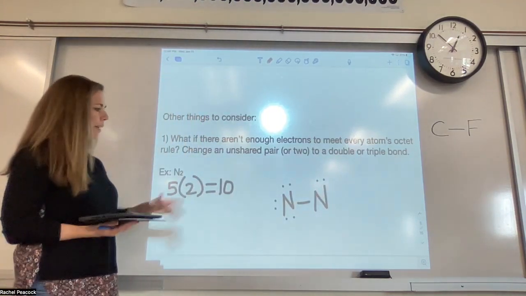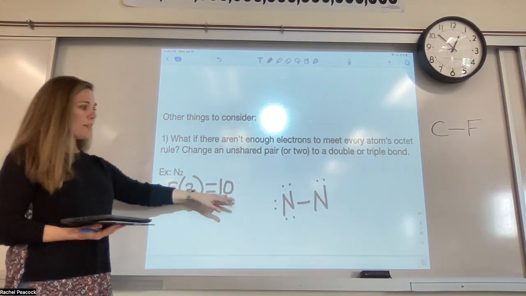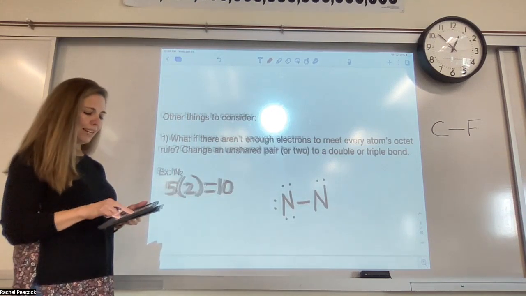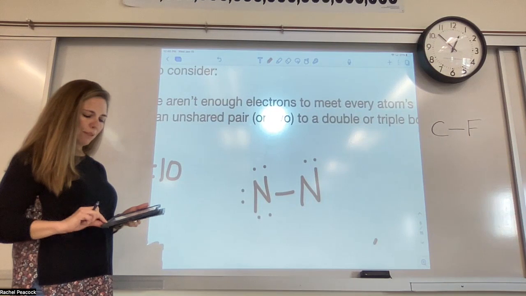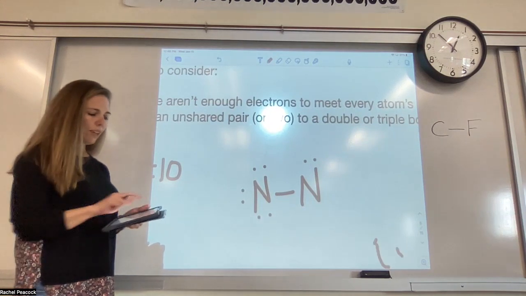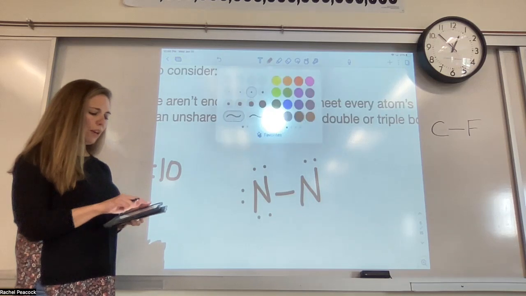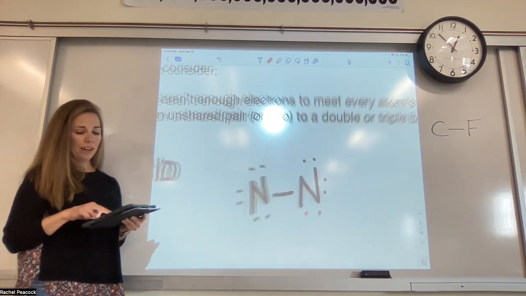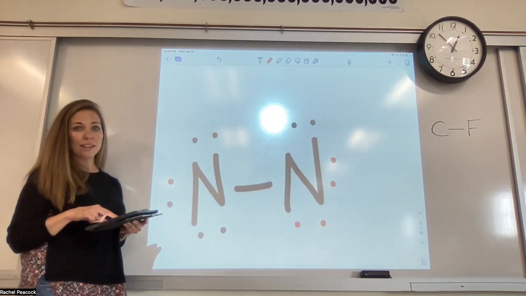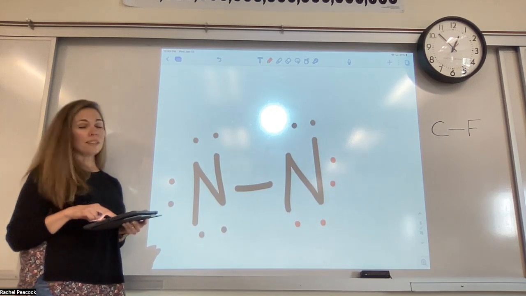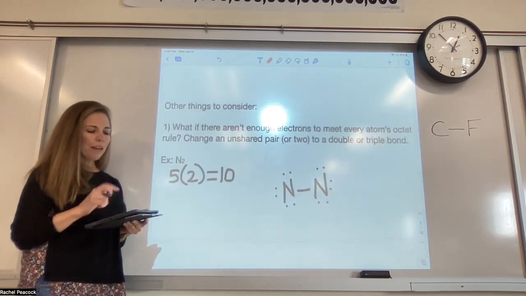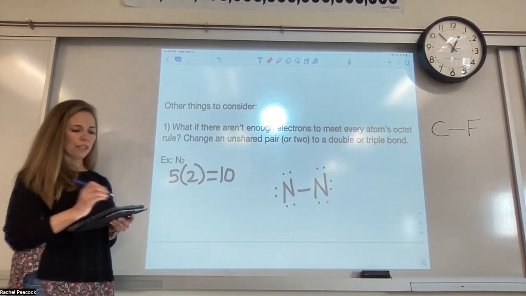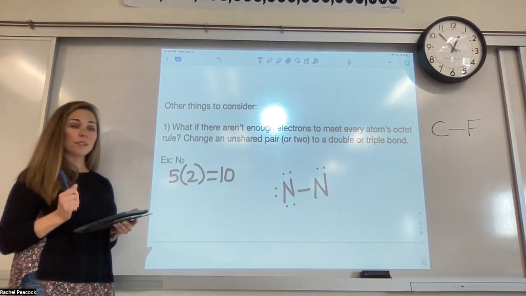Now I wanna show you something. This is why counting is so important, because if you didn't count your valence electrons and figure out that there's only 10, then you probably would have, and I'm gonna do it with a red marker to show you, if you hadn't counted, you probably just would have drawn this like this, right? And you would have given that right-hand nitrogen 6 unshared electrons. But that's a total of 14. And this molecule doesn't have 14. It has 10. And that's why counting is so important.